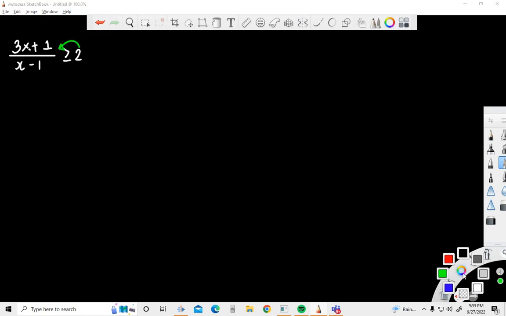Okay? So, pag ginawa na natin yon, we have (3x + 1)/(x - 1). Si 2 na positive magiging negative sa kabila. And that is greater than or equal to 0. So, nakaset na siya sa 0. Then, as you can see in here, meron tayong x - 1 sa denominator. So, the common denominator is x - 1.